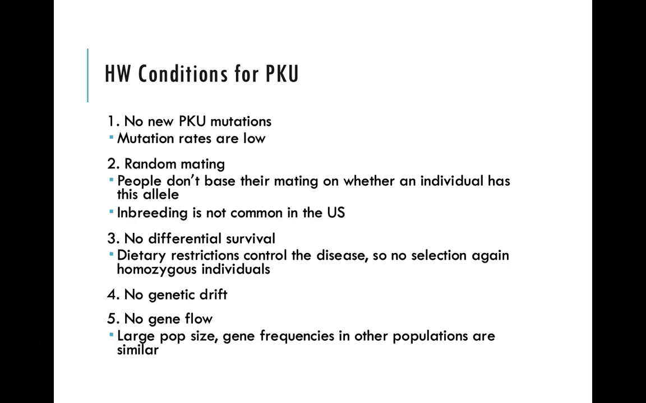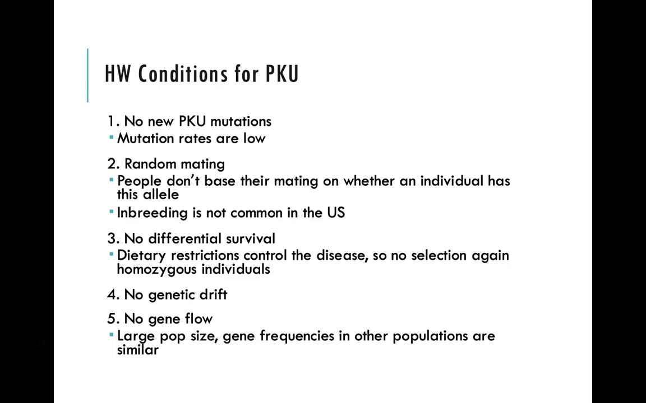Random mating. So people don't base their mating, their choosing of a mate, choosing to have children with somebody based on this allele. It's probably not at the top of your list for dating criteria. So people are not being selected against because they have PKU. And also inbreeding is not common in the United States, so we can assume that that is also not happening, that people are not being forced to mate within a particular subset of the population.